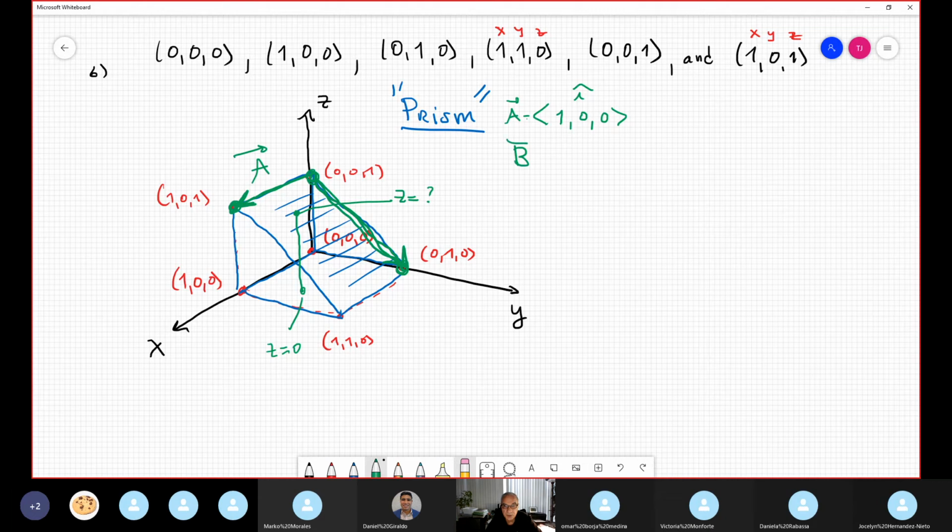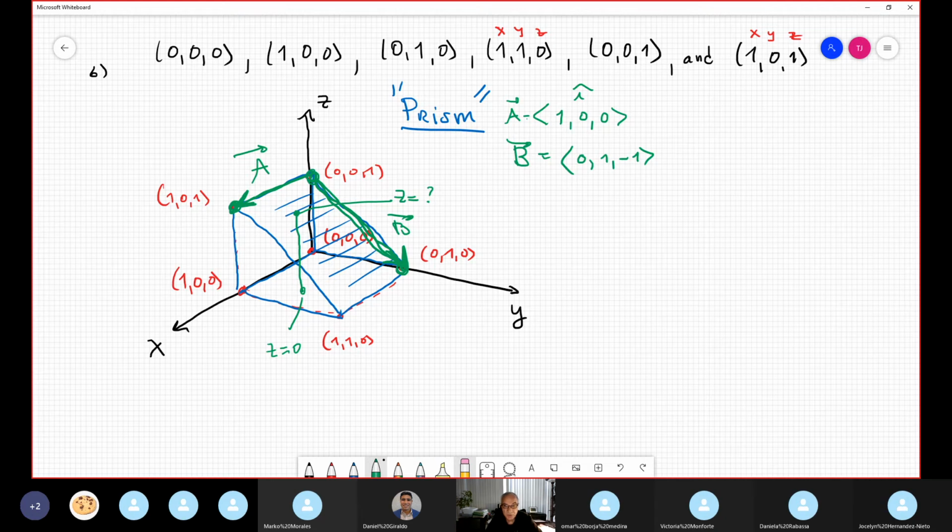You have vector B. Remember the formula: we have to find the vector between 2 points, and vector B is this vector pointing in that direction. The arrow is pointing to 0, 1, 0. So you subtract the x component, y component, z component. 0 minus 0 is 0. 1 minus 0 is 1. And 0 minus 1 is negative 1. This is the vector AB.